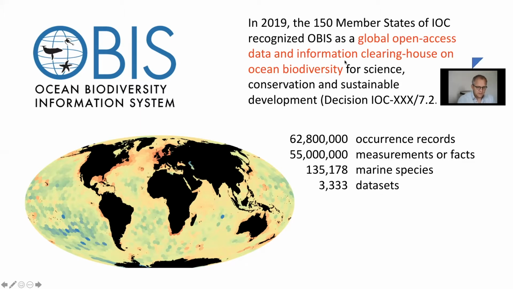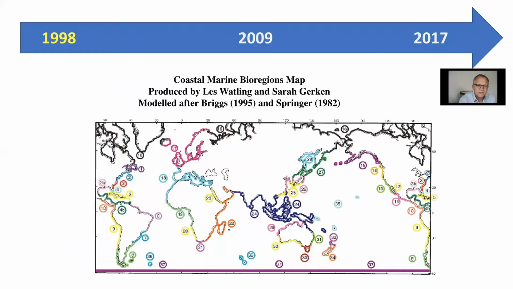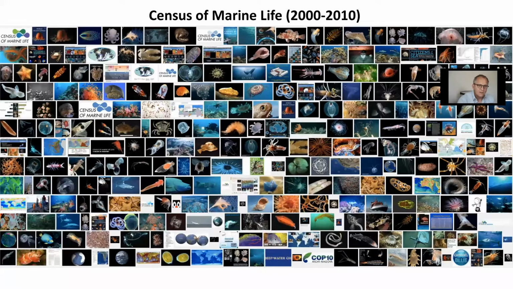That has not always been the case. More than 20 years ago, Les Watling and Sarah Gerken, for example, produced this global biogeographic map, but they could only focus on the coastal areas because the knowledge of the deep sea and the open ocean was so little, it was impossible to draw conclusions on biogeographic regions. A lot of that changed during the Census of Marine Life, the 10-year program to document what lives and will live in the ocean. And OBIS was established under that program. It was adopted by IOC in 2009 because the Census of Marine Life was only for 10 years.